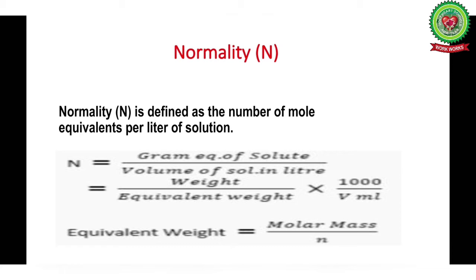For calculating gram equivalent of solute, we are going to use the formula weight divided by equivalent weight. And for calculating equivalent weight, the formula is molar mass divided by n. Here n will be acidity, basicity or valency. If I am talking about an acid, then n will be the basicity of that acid. If I am talking about a base, n will be the acidity of that base, and if I am talking about any salt, then n will be the valency of the metallic ion present in that salt.